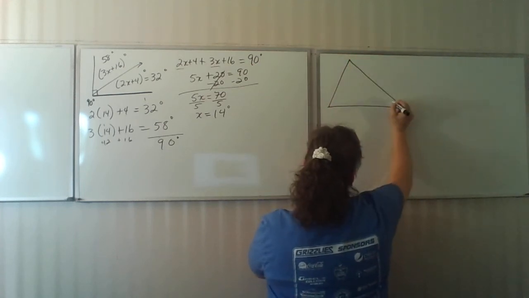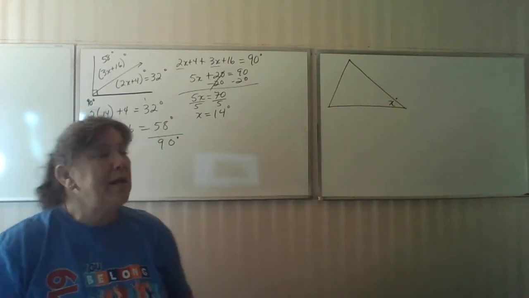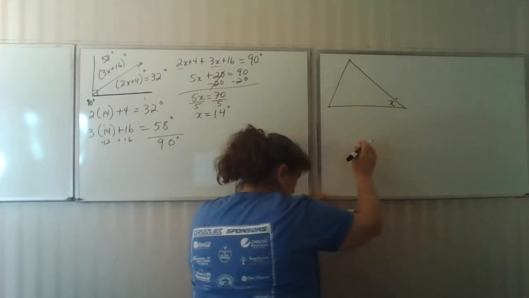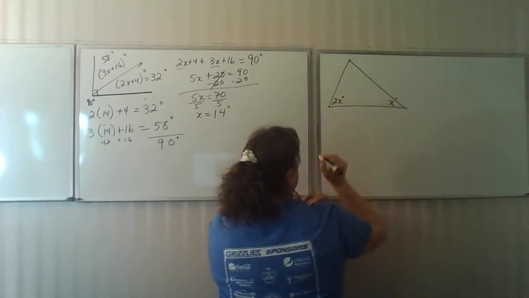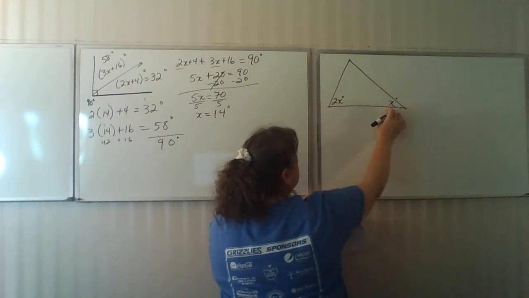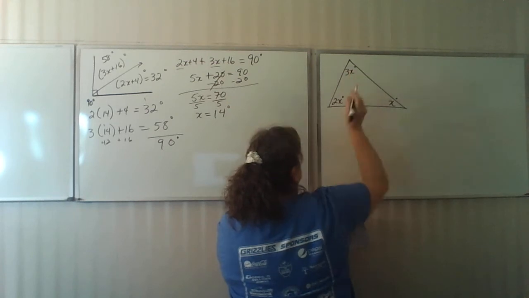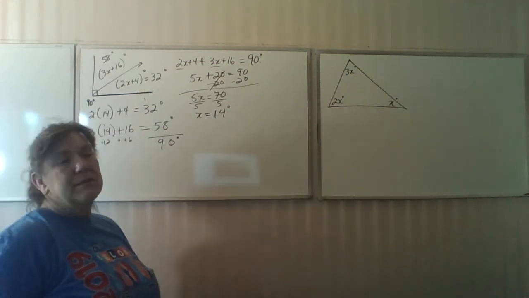We're going to start with our smallest angle. It says our smallest angle is x degrees. It says one of the other angles is twice as big as that one. So let's call this one 2x degrees. And the third angle is 3 times as big as that smallest one. So there's my 3x degrees. Okay? So all of my angles are now measured.